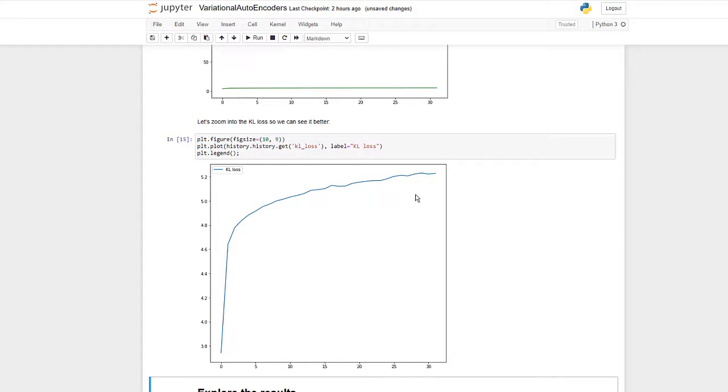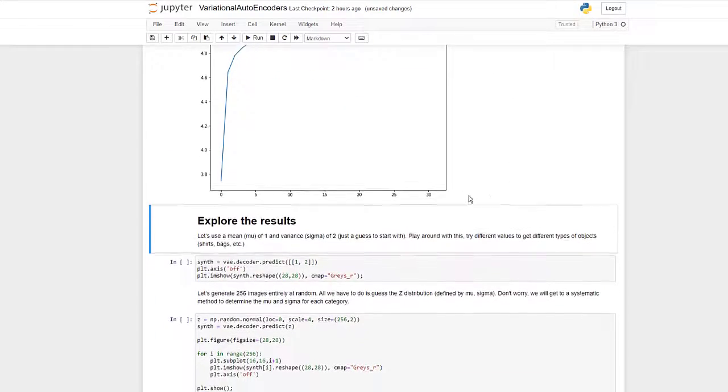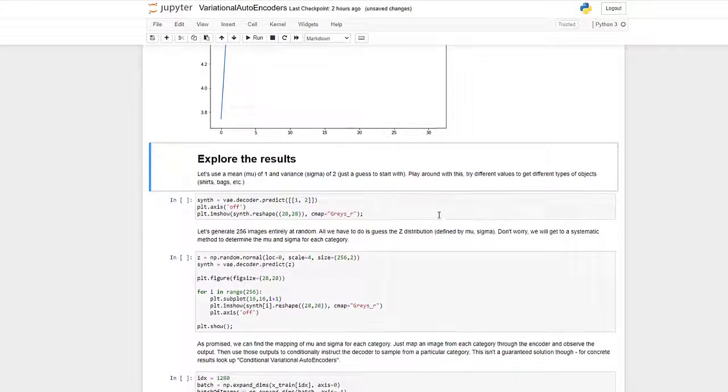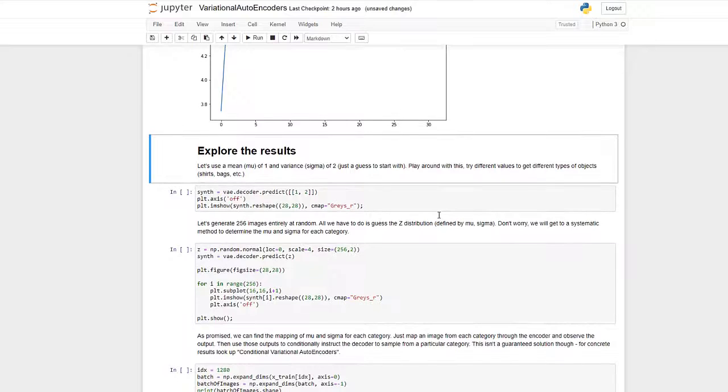So if we went further in training, we might have seen that KL loss start to drop as it started to basically turn to that for making the model a bit better. All right, so let's see what kind of results we got here. So we're just going to randomly pick a mu of 1 and a sigma of 2, and see what we get out.